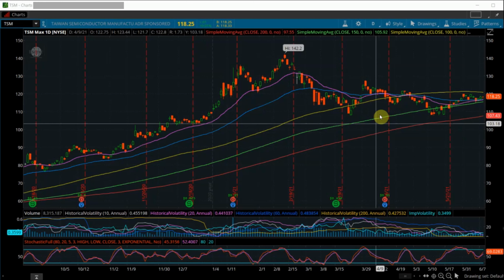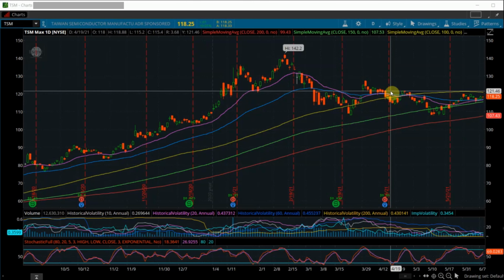So if you look at the charts, the next key resistance level for TSM is likely going to be around this 121, 122 price level. And identifying the key resistance level is important because that's the strike price that you will need to enter for your short call. So I actually have another YouTube video.